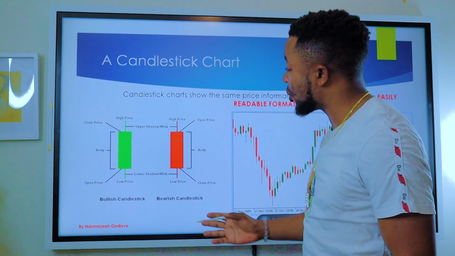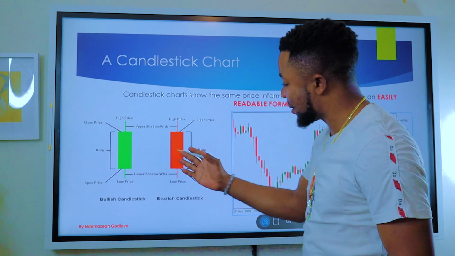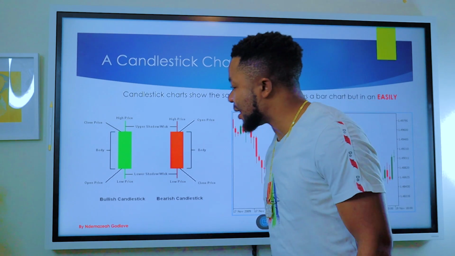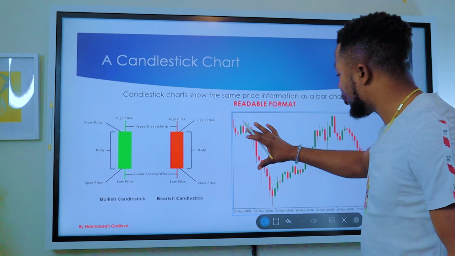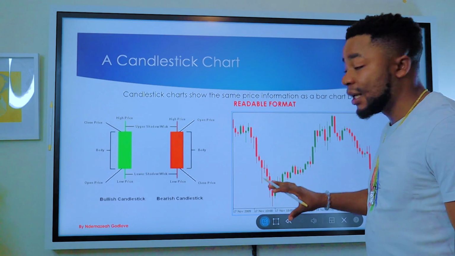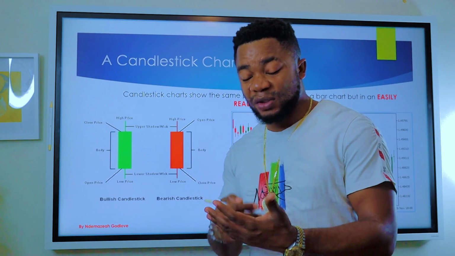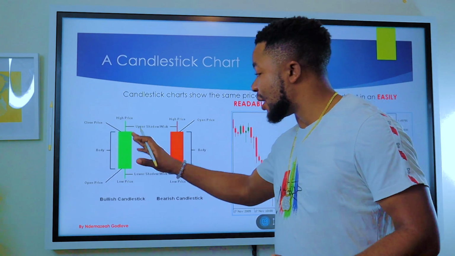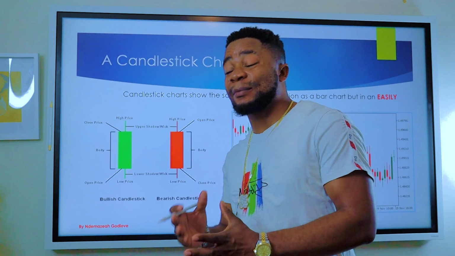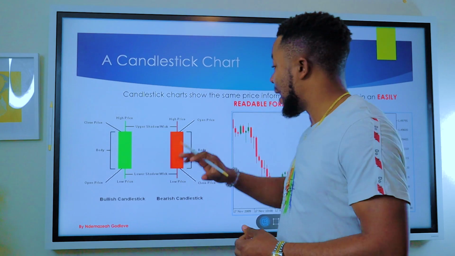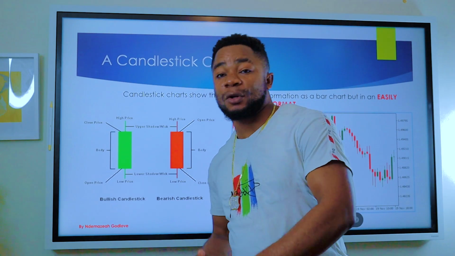But it has the same information, the same explanation which I showed you guys on the bar chart. Let's just take this one now. The next time you see green on your chart, on your MT4 or your MT5, I've shown you guys how to set your chart to have the green and the red candle. Anytime you see a green candle, it represents a bullish market. And anytime you see a red candle, it represents a bearish market, or a falling market or a decreasing market.